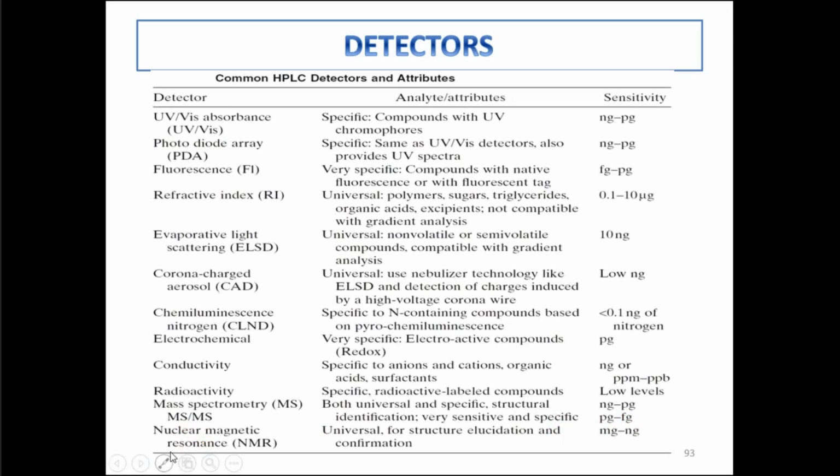Then you also have NMR as a detector in HPLC. It's also universal because all compounds can be determined for structural elucidation and confirmation. Here, of course, the sensitivity is not as high as for mass. It is milligram to nanogram quantity. So this is just a comparison of various types of detectors available. We will be dealing with most of them in detail.